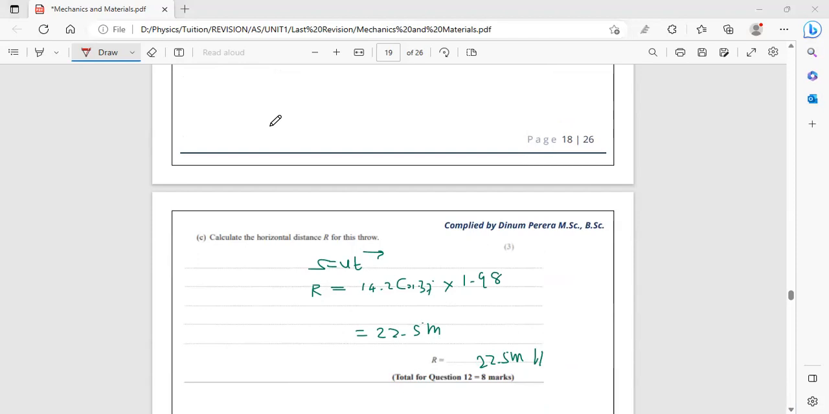Right. Calculate the horizontal distance R for this throw. Horizontally, you can use only s equals ut. Horizontal distance is R. Horizontal velocity is 14.2 cos 37. Right, this is always constant. 14.2 cos 37 is always constant, times 1.98, the total time taken. So it's 22.5.